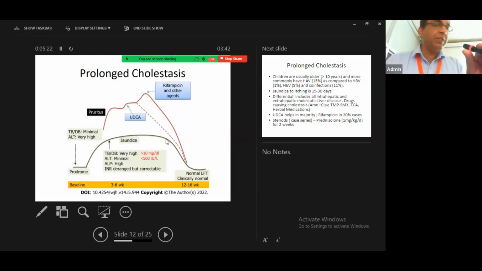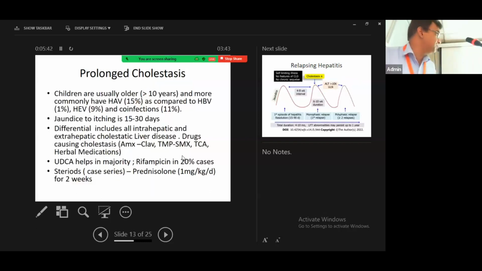Once you have these features, you have the clinical presentation of pruritus, for which you add UDCA and rifampicin, which was discussed in HEV also. Finally, there is clinical improvement and the LFT normalizes by 12 to 16 weeks. Out of all the causes of prolonged cholestasis, hepatitis A is the most notorious one. The usual period from jaundice to developing itching or cholestasis is around 15 to 30 days.